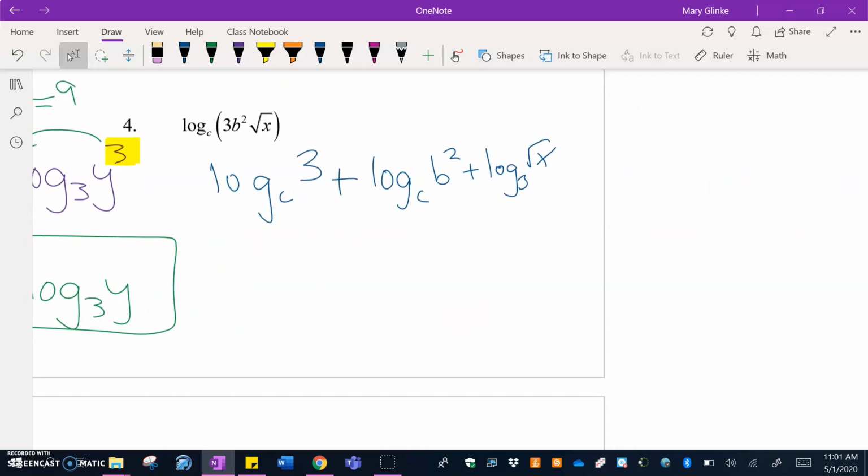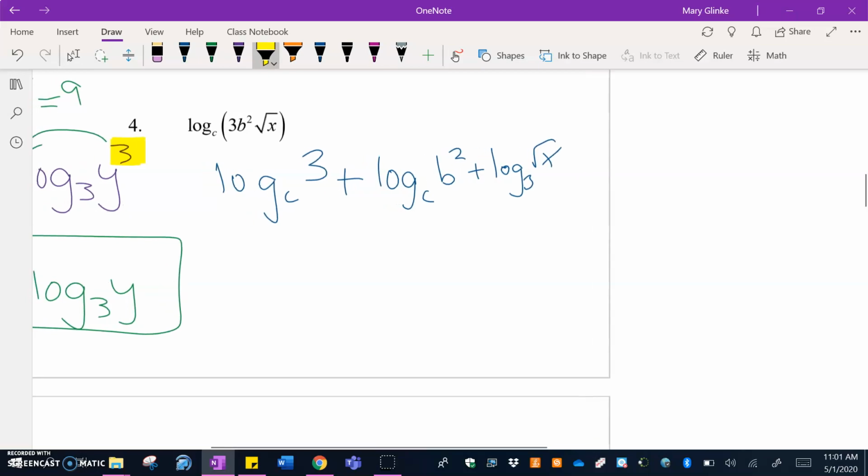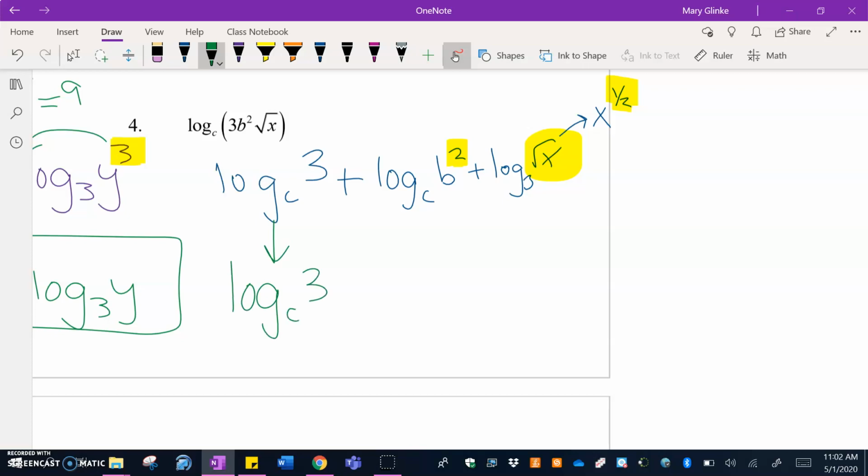Now looking at this, there are actually 2 that we have to simplify further. The first one would be this b squared. The other one is this square root of x. This is kind of a stealth mode one. This square root of x is actually x to the 1/2 power. It didn't look like an exponent, but it actually is an exponent when we write it as just the base of x. So to simplify further, this first one nothing happens, log base c of 3. This next one, we bring the 2 out in front, and we get 2 log base c of b. And the third one, we bring the 1/2 out in front. So it's 1/2 log base c of x.